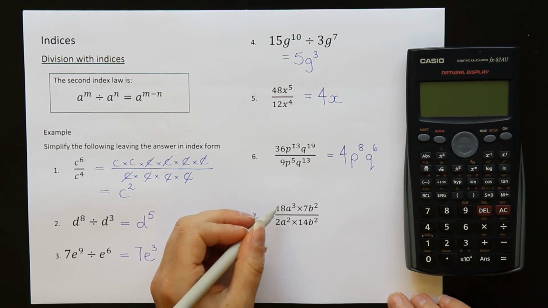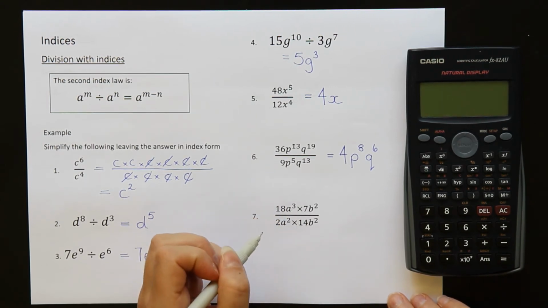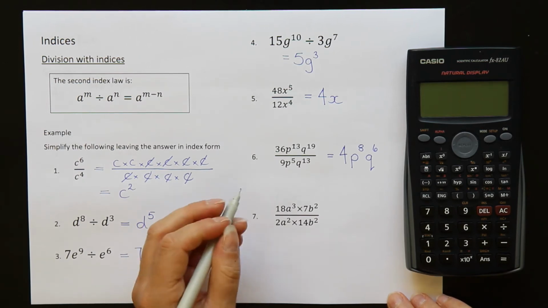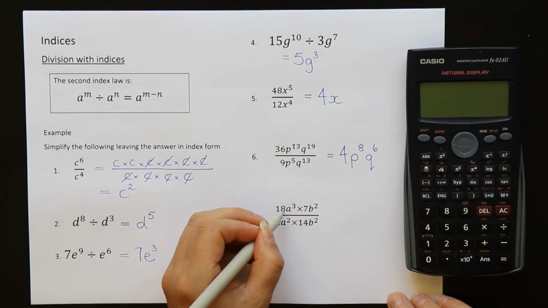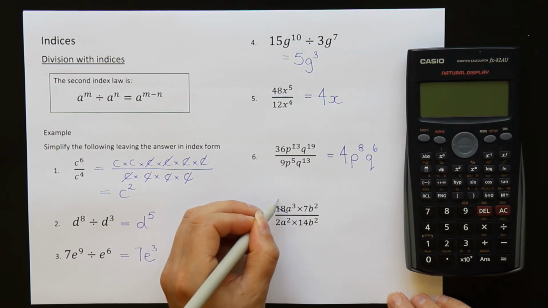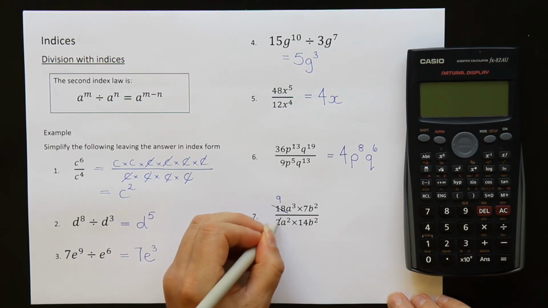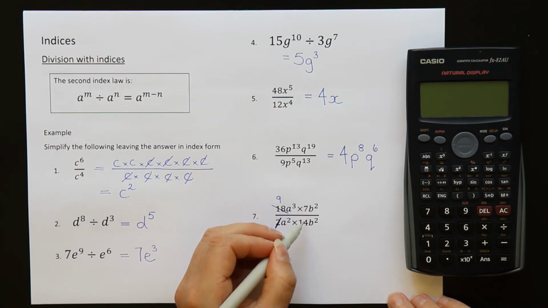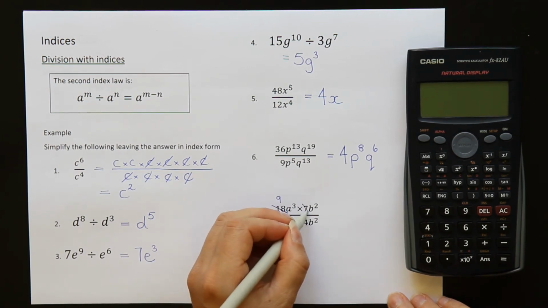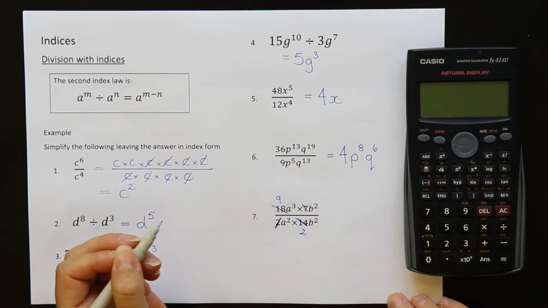One more down the bottom here. Now, if they start getting bigger and bigger, sometimes it's better to try and do some of your cancelling first. So for example, 18 can be divided by 2. So I could divide that by 2 and get a 9, and that would cancel off this 2 here on the bottom. 7 and 14, well, 7 goes into 14 twice. Okay, so I've cancelled my numbers off.